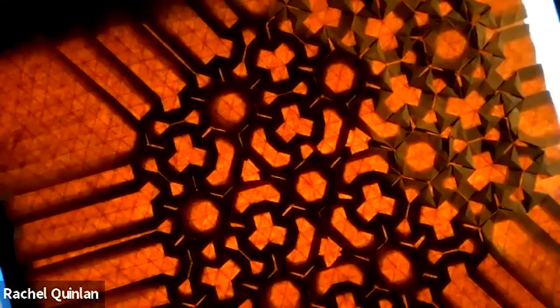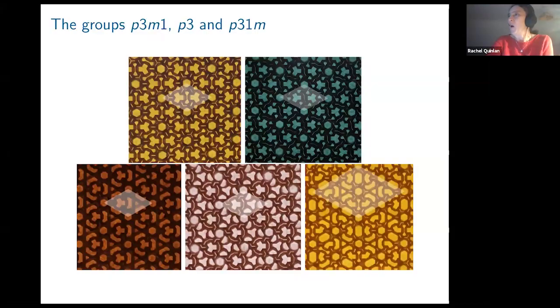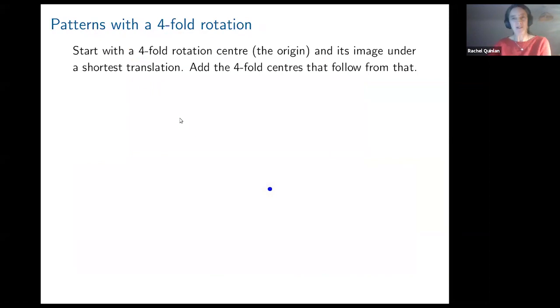Okay, let me go back and mention just a couple more things. I thought while we're at it, we might as well have a look at a few of the patterns that have fourfold rotation. So these, of course, are based on a square lattice, not on a triangular lattice. So let me quickly run through here.